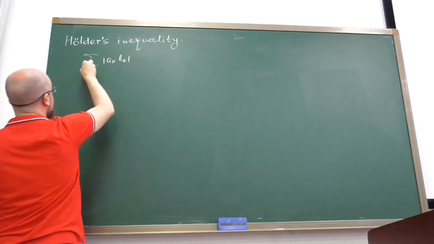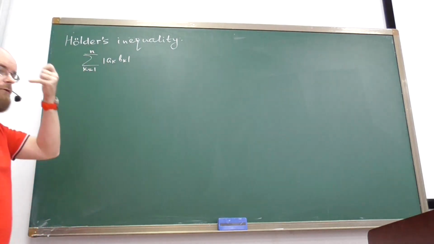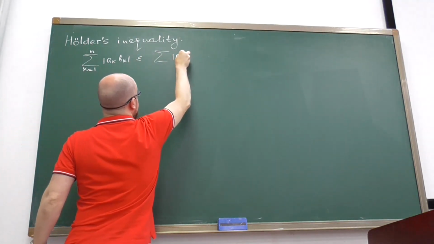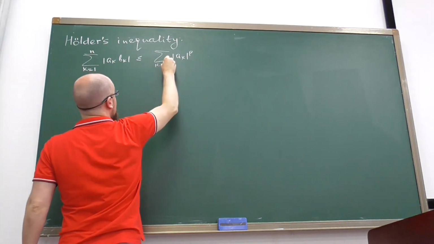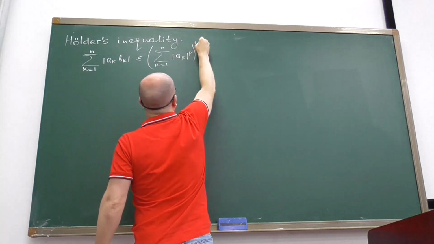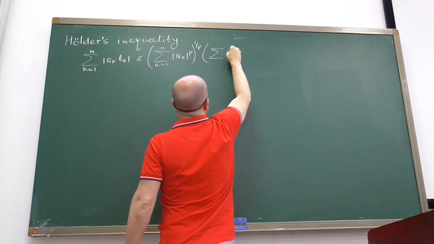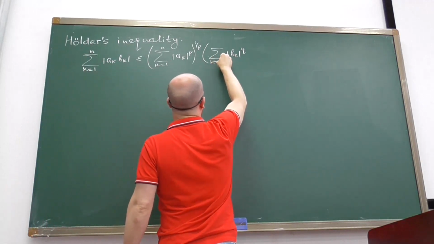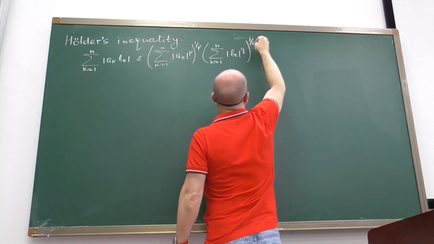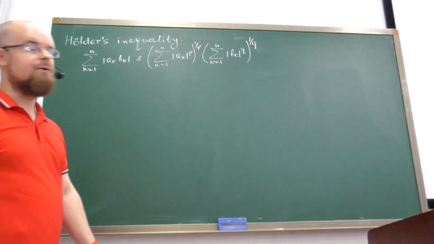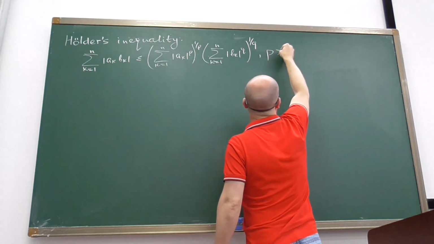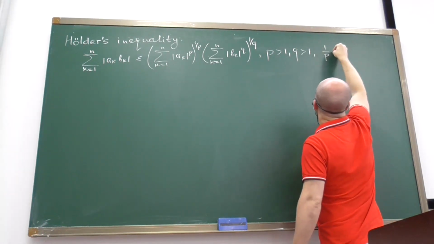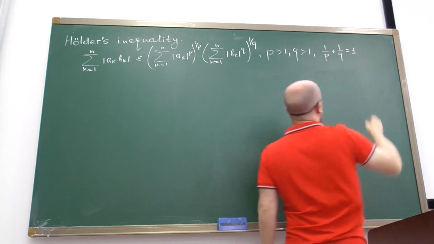The sum from 1 to n of ak times bk is less than or equal to the sum of ak raised to the power of p, times the sum of bk's raised to the power of q, where p and q are greater than 0 and 1 over p plus 1 over q equals 1.